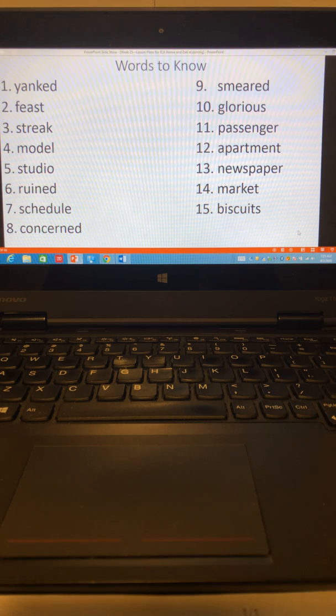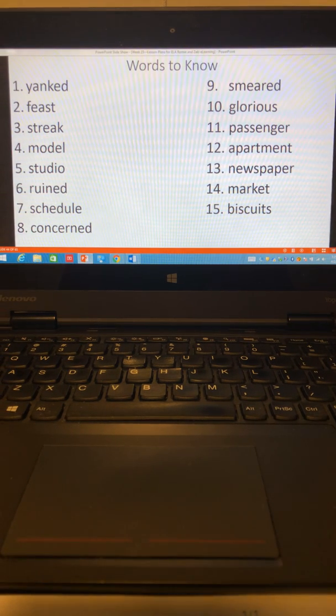Our focus words for the week: yanked, feast, streak, model, studio, ruined, schedule, concerned, smeared, glorious, passenger, apartment, newspaper, market, biscuits.